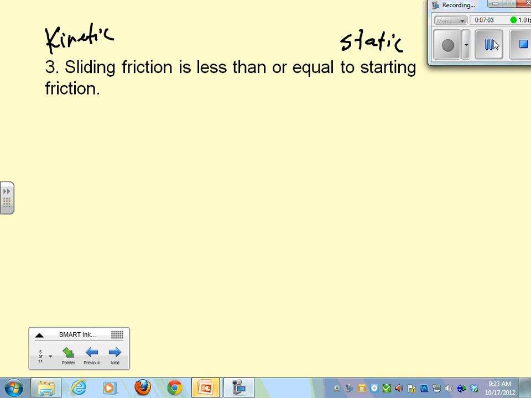You guys remember what the symbol for friction is? The little sort of Greek letter? The F? Oh, no, that's magnetic field strength.